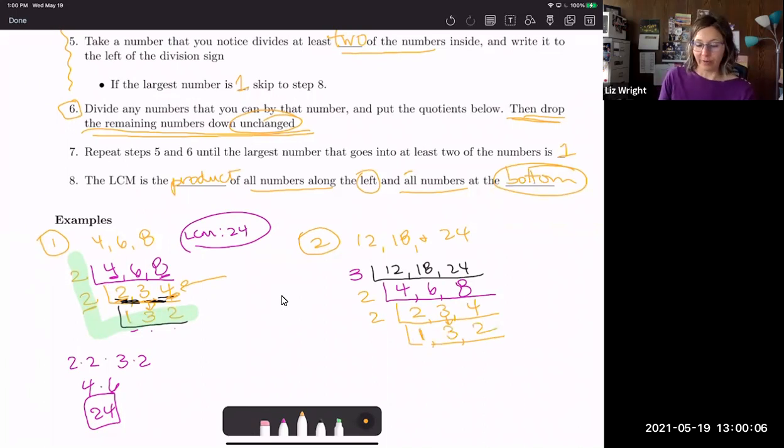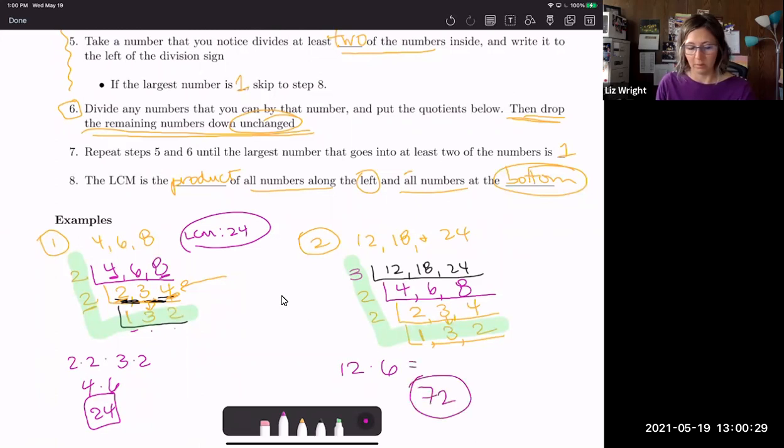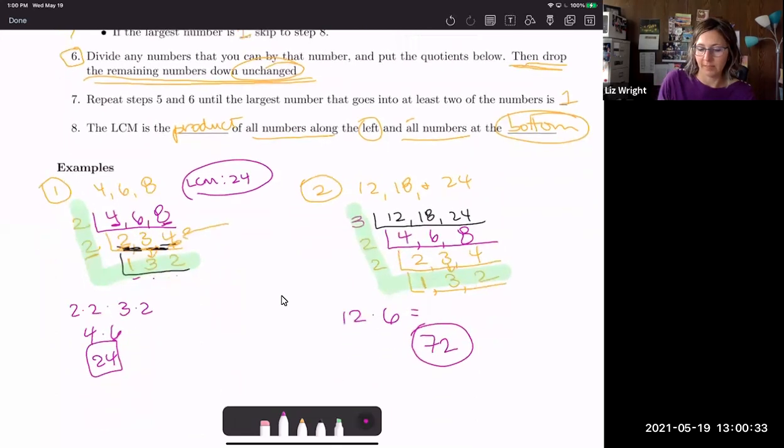So then you're finally taking these along the outside and you're multiplying them together. And so we get 3 times 2, which is 6. 6 times 2 is 12. Times over here another 6, and we should be getting what, our 12 times 6, that's 72. All right, and that's your LCM for that.